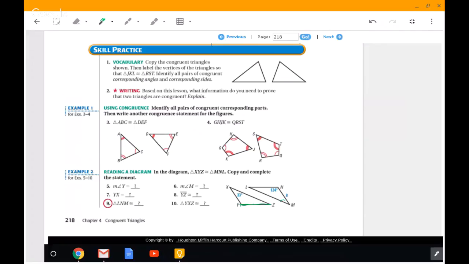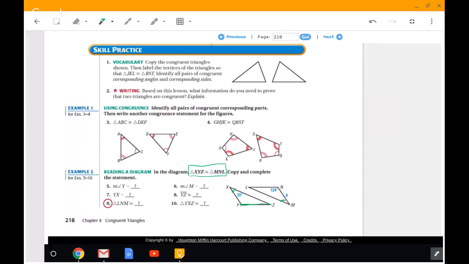Measure of M equals the measure of angle X, right? Let's see. Maybe let's try it this way. Our congruent statement is here, right? So remember, the order of these letters matters. So angle X and M are the same, Y and N, Z and L.